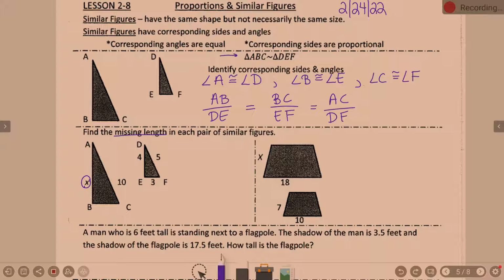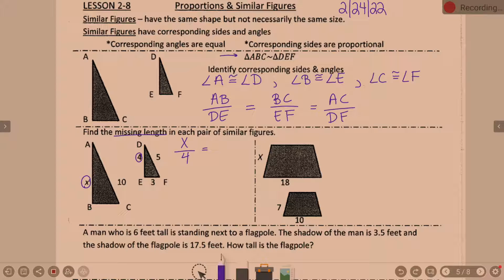4. But 4 is what I want to hear. Are you guys okay with that? X goes with, just like earlier, up above, we said A, B, and DE. Except I'm going to use the lengths. So this has a length of x. This has a length of 4. So I'm going to say x over 4.